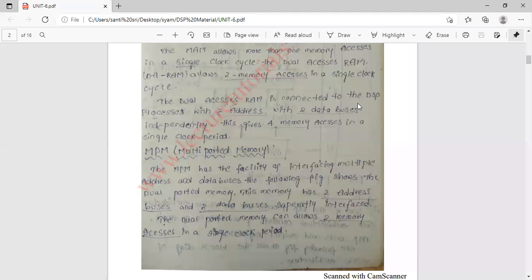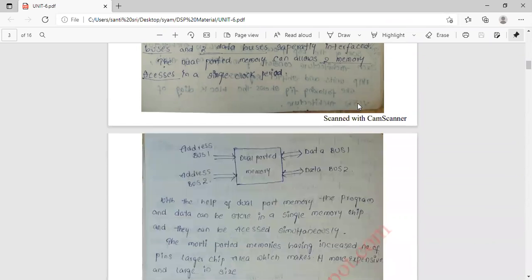Here address buses and data buses are separately interfaced. This is the diagram: the multiple ported memory with address bus 1, address bus 2, address bus 3, address bus 4, like that, and data bus 1, data bus 2, data bus 3, up to data bus N. These two are separately interfaced.